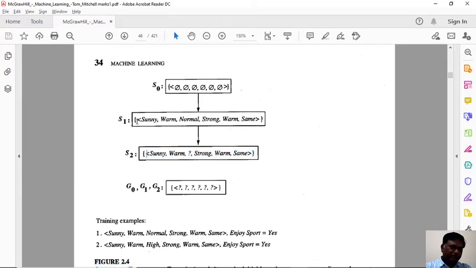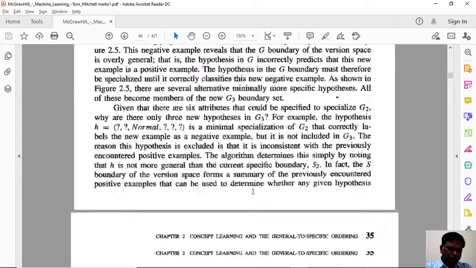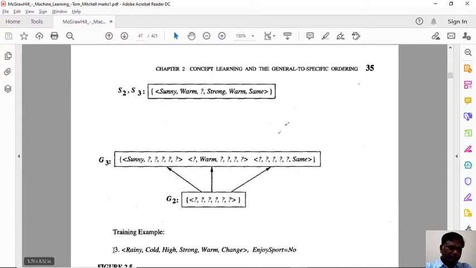When you are writing S1 and S2, what about G1 and G2? Because it is positive data, there is no update in G1 and G2. Now we will see the third input. Third input is the no data. When you are giving a no data, there is no update in the specific case, so whatever value was there for S2, the same is taken for S3. But because of this no data, now we will update the general case.